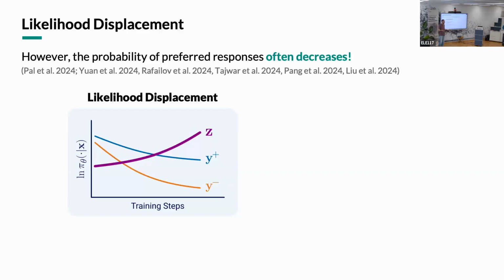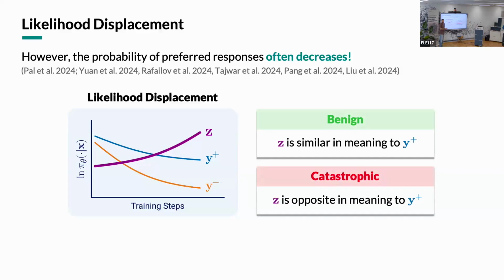And we don't know what these z's are. They're not in our training set, we're not accounting for them. This may not be problematic. We can say that this is benign. Maybe this z that increases instead is very similar to y plus, so it doesn't matter to us if the model produces z and not y plus. But on the face of it, maybe it's catastrophic. Maybe this z can be opposite to what we intended to do.